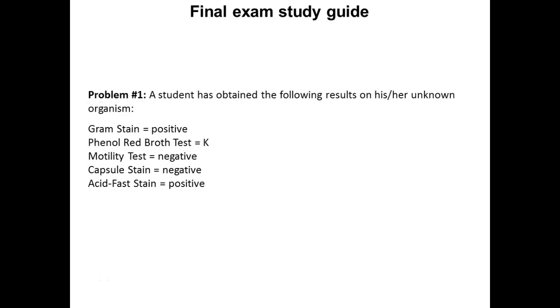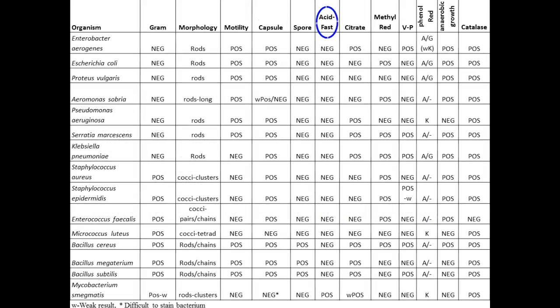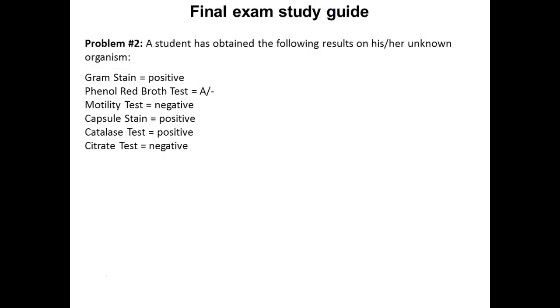So the first example, this one's pretty easy. One of these results should really jump out at you, and that was the acid-fast positive. It should lead you right to Mycobacterium smegmatis. But if you look at all the rest of the information we give you, you would still narrow it down to Mycobacterium smegmatis. Excuse me, bacterium. Got to work on my pronunciation.